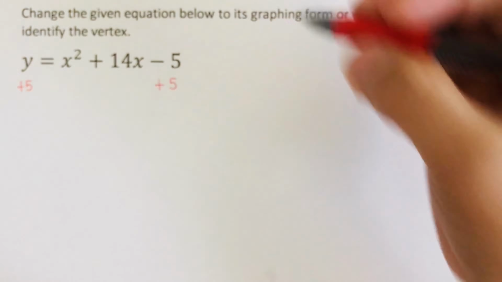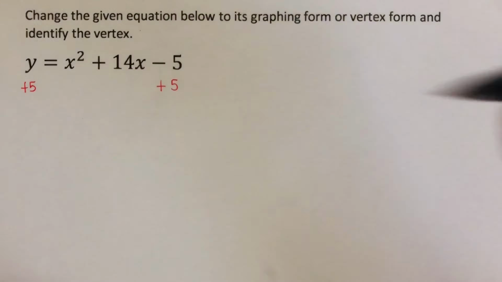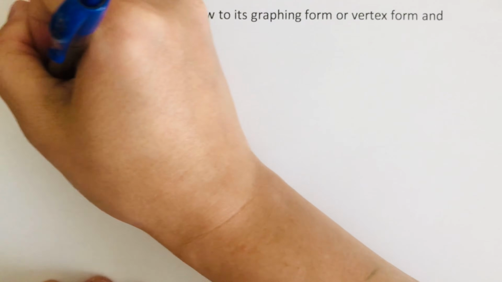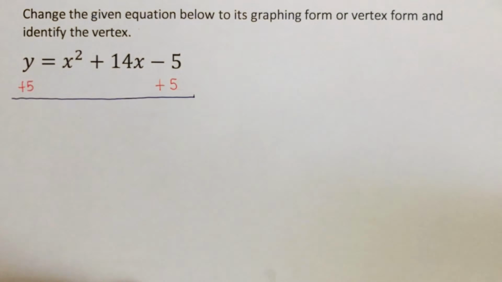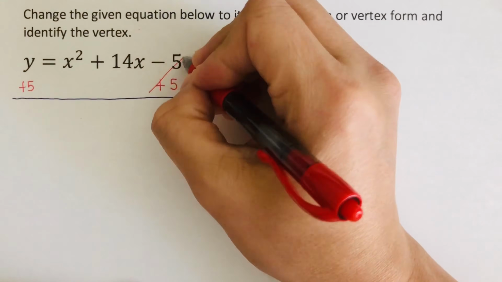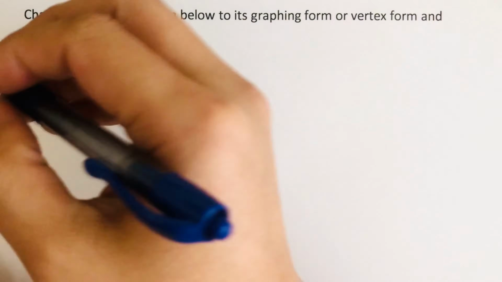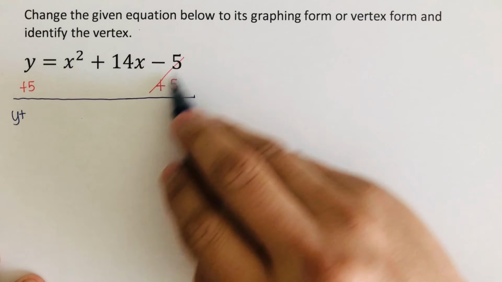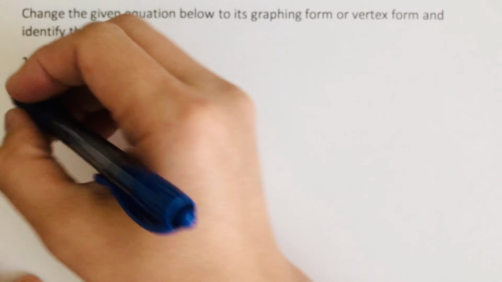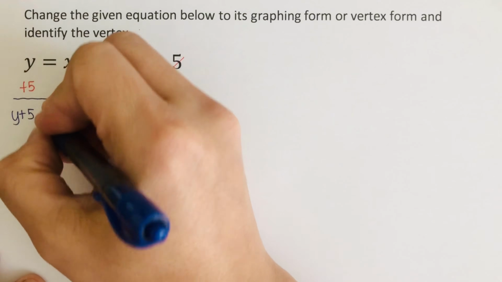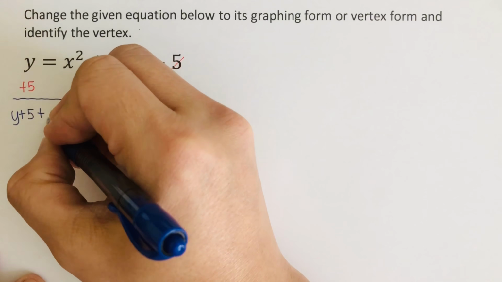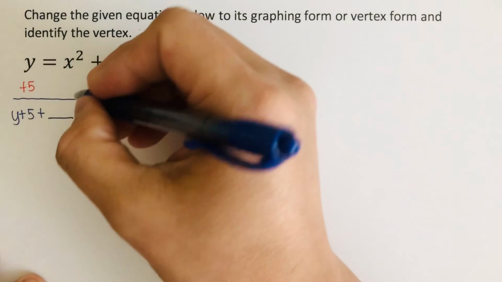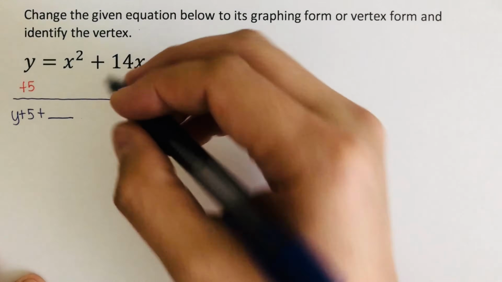So that means this is gone, and I can go ahead and cross out the negative 5 and the plus 5. So the left side of the equation would be y plus 5, and then I am going to add a blank on the left side because this one is a blank. I'm going to add another blank over there too.